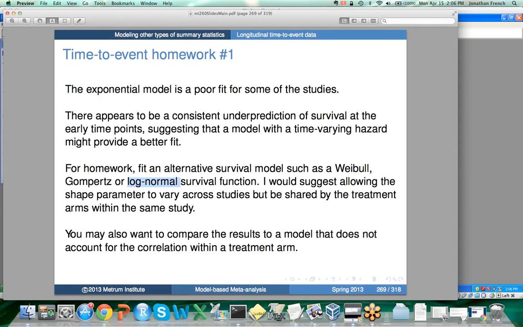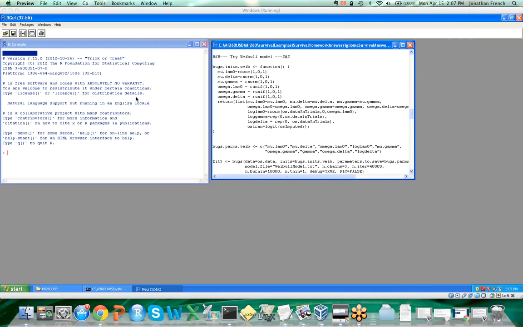And then I said, if you had time, you might also want to compare the results to a model that doesn't account for any correlation, and just to see what kind of differences in the inference you might have. So what I'll do in the first half of our lab session today is just step through fitting one or two of those models to give you a sense for how we might modify the code and make some comparisons with the inference.